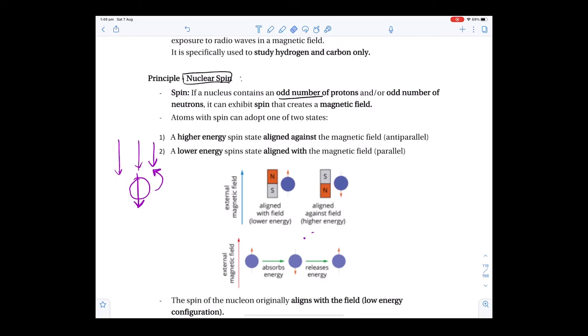Very good. Now, what do we call the phenomenon where the nucleus is transitioning from a high energy state to a low energy state back and forth continuously? Resonance. What is that called, Kushal? Very good. Good job. So that's why we call it nuclear magnetic resonance.